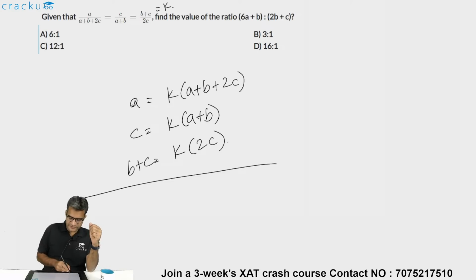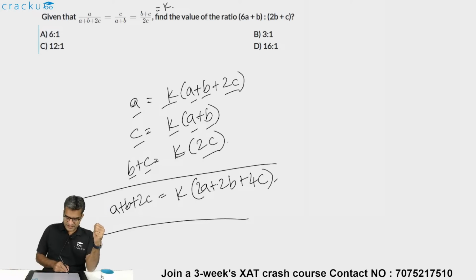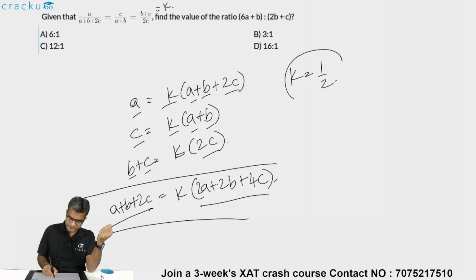If you add all of them, on the left hand side you are going to get a plus c plus b plus c, which is a plus b plus 2c. And the right hand side is k into a plus a, which is 2a, plus b plus b, which is 2b, plus 2c, which is 4c. You will notice that the left side is a plus b plus 2c, and this is 2 times that, which is 2a plus 2b plus 4c. So the value of k is essentially equal to 1 by 2.